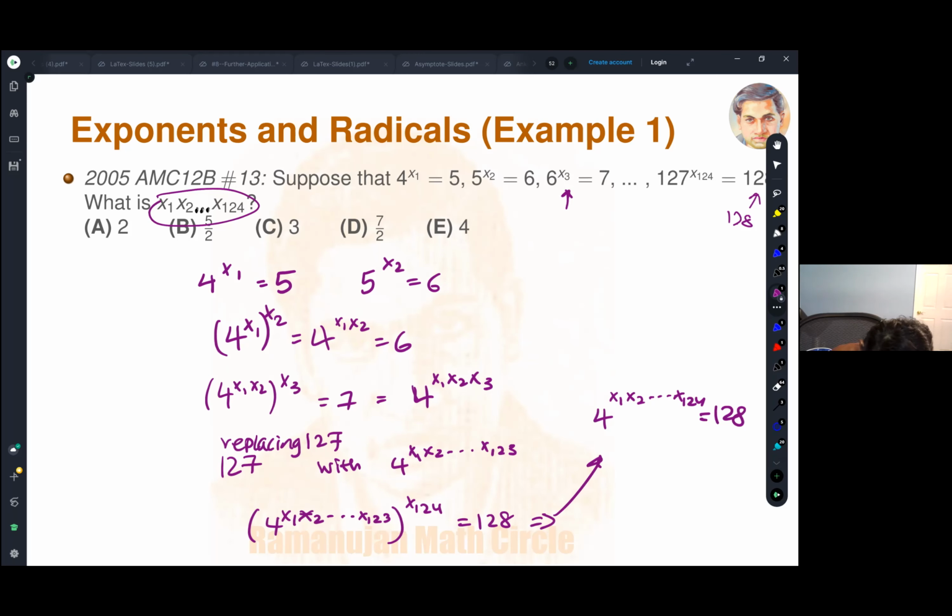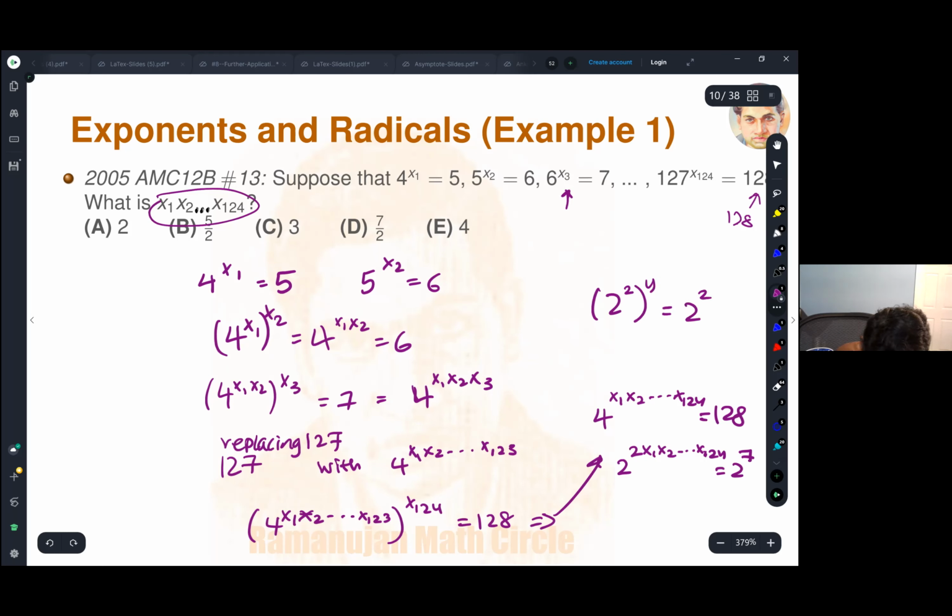And so the way we're going to do this is we're going to take this as 2 to the power. So it's 2 to the x1, x2, so on and so forth, x124 is equal to 2 to the power 7, right? 128 is 2 to the power 7, and 4 is 2 to the power 2. And obviously, when you have 2 to the power 2 of y, this is equal to 2 to the 2y, right, with our rule. So then now all we do is we set the exponents equal. And setting this equal, we get that our answer is actually 7 over 2.